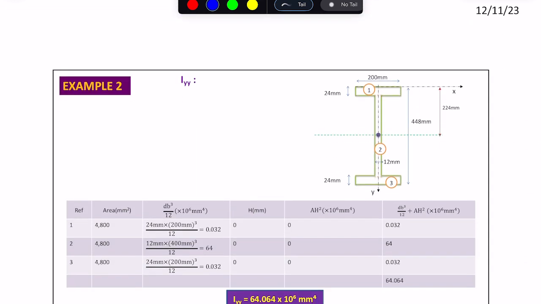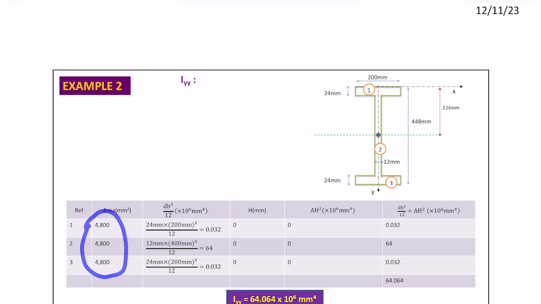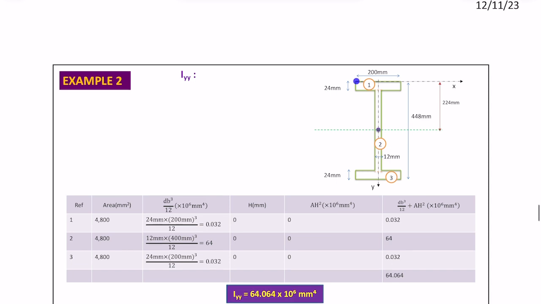For IYY, remember the centroid dekat tengah ini ya. Area copy balik. So DB cube divide with 12, that is for IYY, particularly for rectangle section. So we have 3 sections here. And I'm not going to explain anymore on the DB cube. A similar process as the IXX, cuma kita tukar ikut the formula DB cube divide with 12.